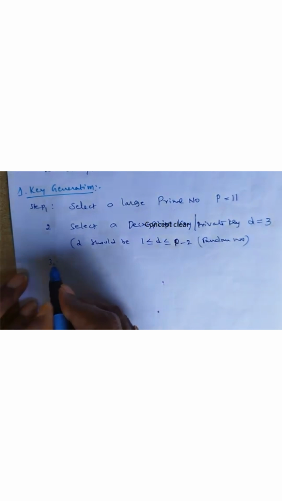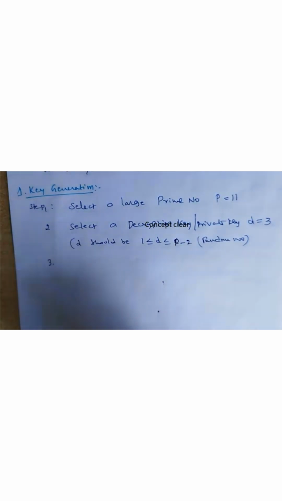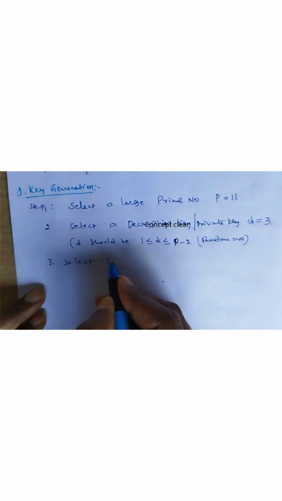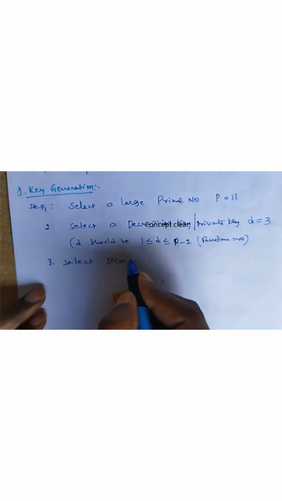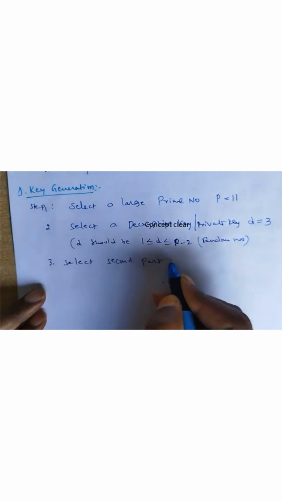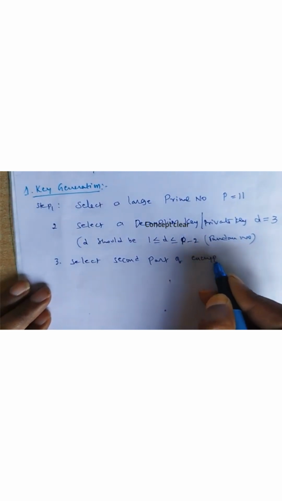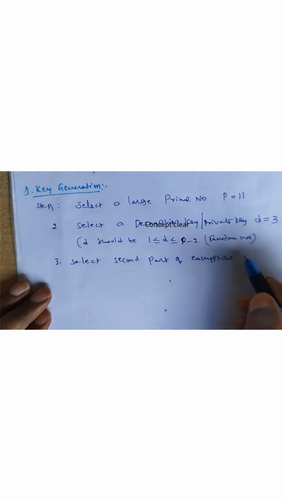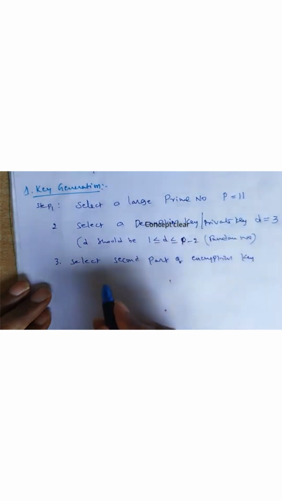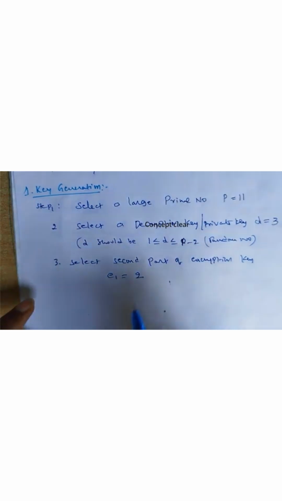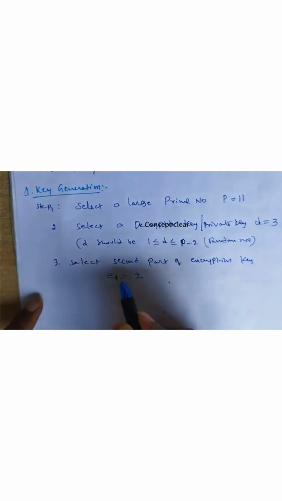Okay, and what is the third step? Third step is we have to select the second part of the encryption key, that is E1. I am taking E1 equals 2. Okay, it is a primitive root. Here I am taking E1 equals 2.